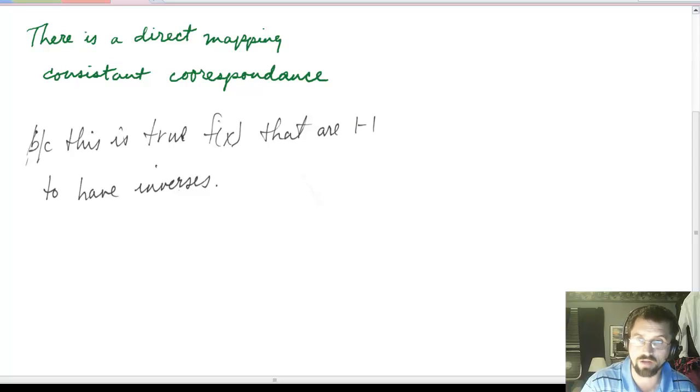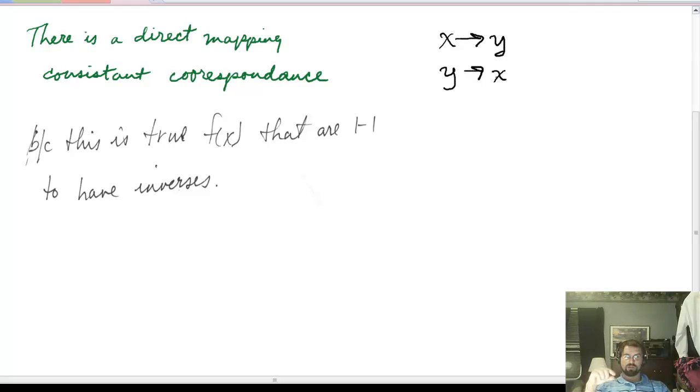One-to-one functions are nice. There is a direct mapping, a consistent correspondence. X going to Y means Y goes to X. And because you can go either way, it's not where you can only be certain going X to Y. You can go Y to X. So it's not really like independent, dependent. And because of that, one-to-one functions have inverses.